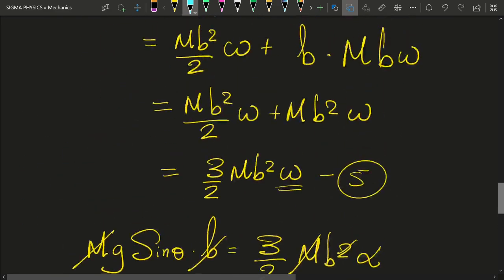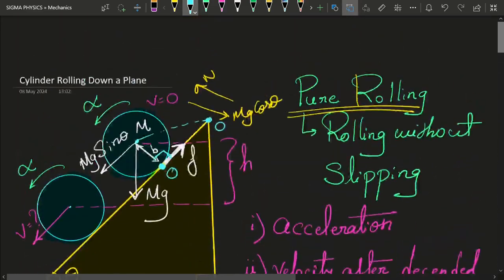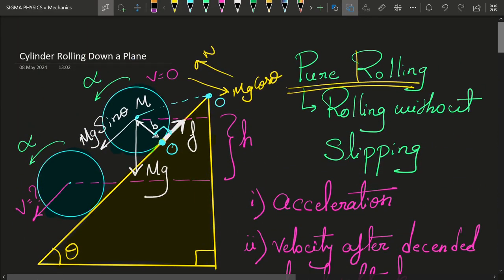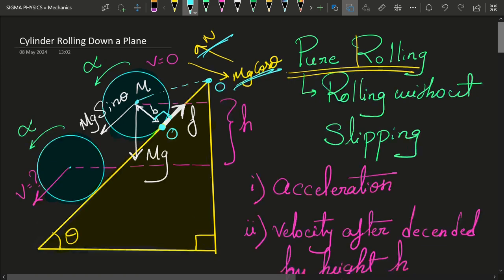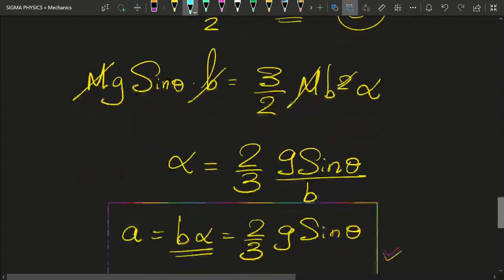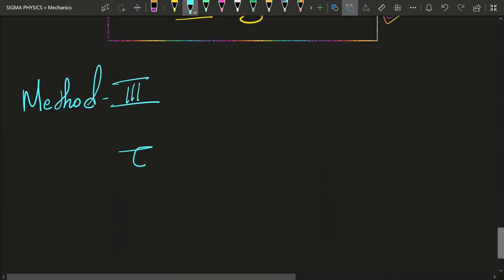So if I shift my origin to the bottom, to the point of contact, then what is going to be the torque on this solid cylinder? The perpendicular distance is b from there, and there is only one force, which is mg sin theta, because as I've told you, N and mg cos theta are acting along the line, that is, they are acting along the center of mass. And hence, the torque due to that will be zero. So the only torque that we have is mg sin theta. So torque is mg sin theta.